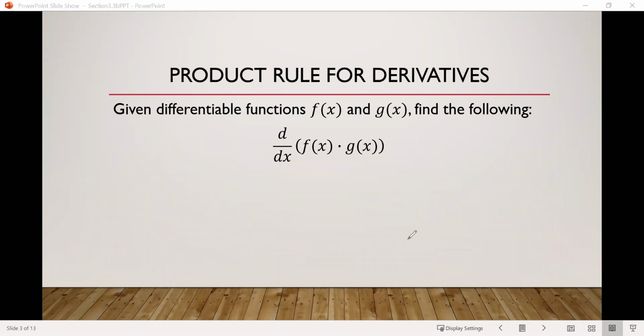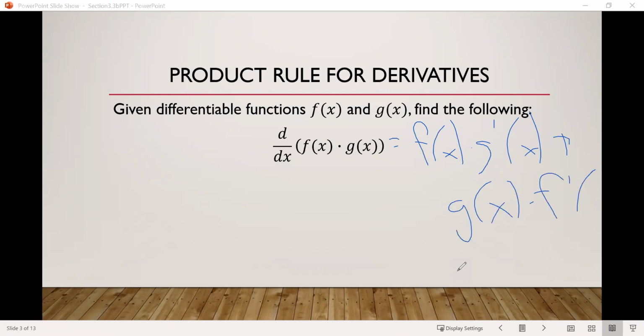And then if we put it all together, what we see is that the derivative of this function here, based on the limit definition, is going to be f of x times g prime of x plus g of x times f prime of x. And so that, y'all, is how we'll take the derivative of the product of two functions. Isn't that fun? Yeah, I thought you'd think that.